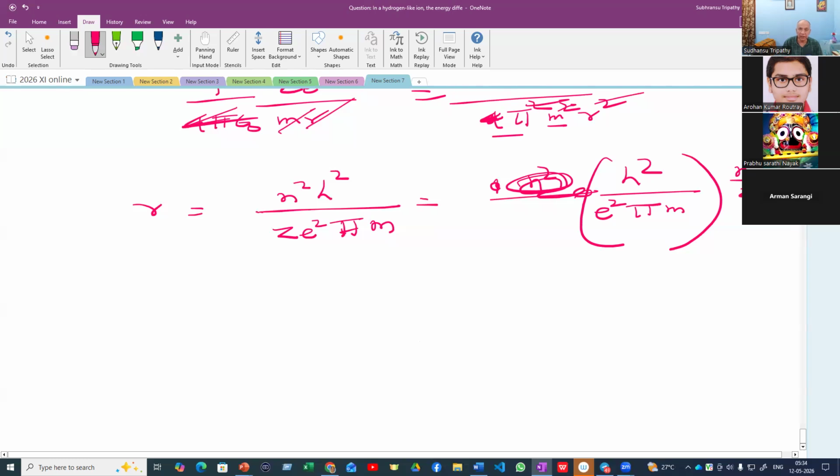Okay, then this r we got. Is that fine? Yes, sir. Then we will proceed to the energy equation.